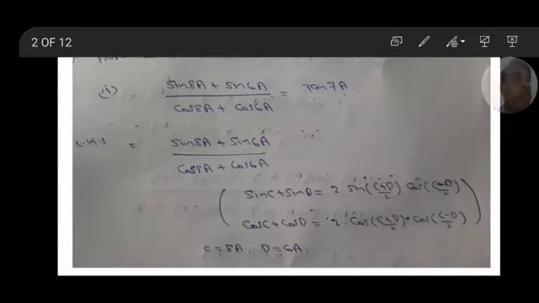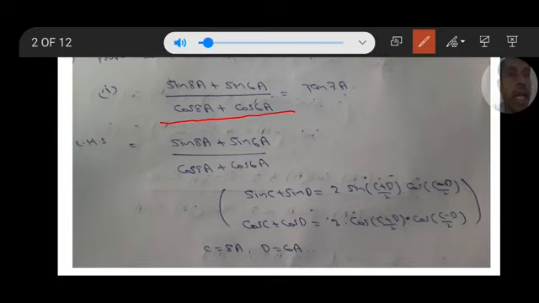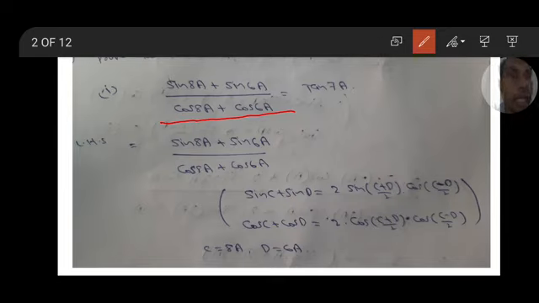So the first problem for today's class: prove that (sin 8a plus sin 6a) by (cos 8a plus cos 6a) equals tan 7a. We have to prove this. So the LHS is (sin 8a plus sin 6a) by (cos 8a plus cos 6a).